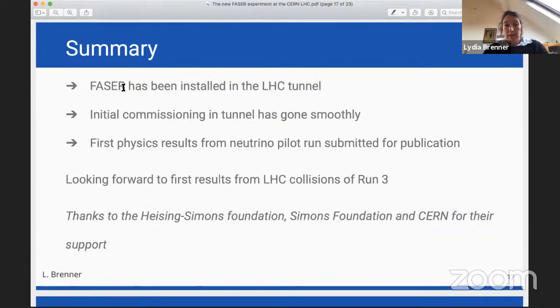Okay, that brings me already to my summary. Most importantly, FASER has now been installed in the LHC tunnel, and the initial commissioning in the tunnel has gone smoothly. The first physics results from the neutrino pilot run have been submitted for publication, and we're looking forward to our first results from LHC collisions of Run 3. And of course, thanks to all of the foundations and CERN for supporting us.